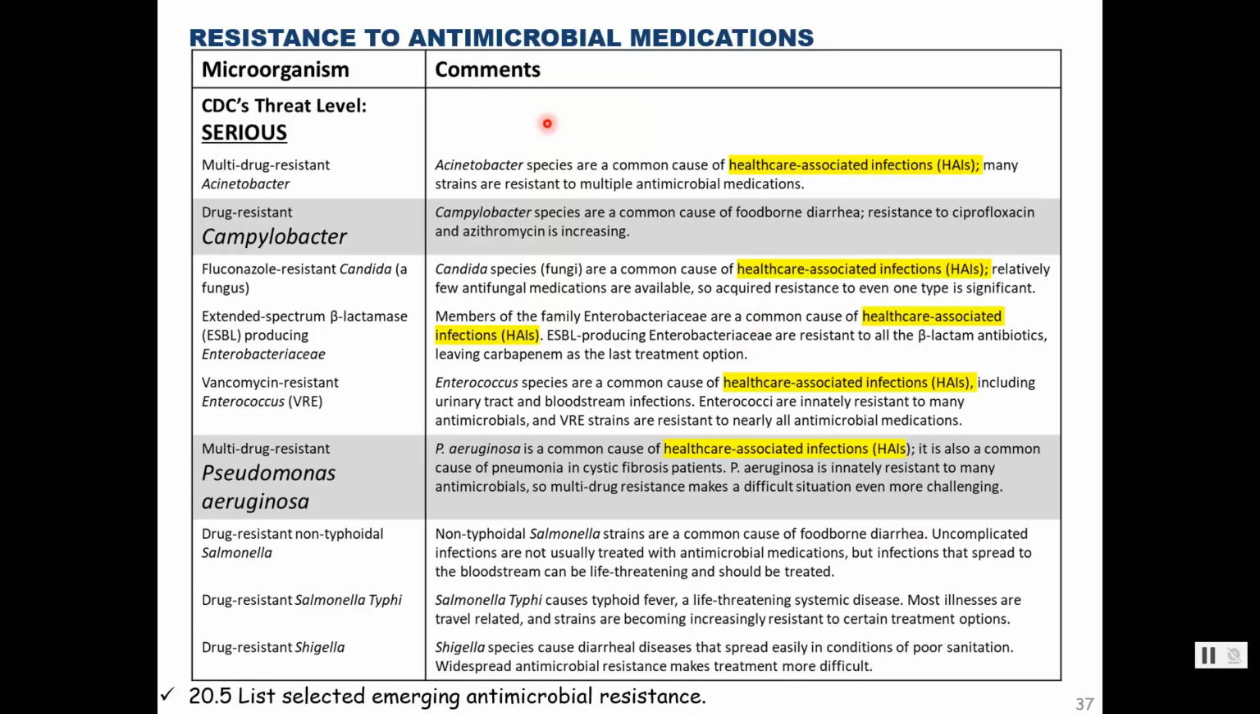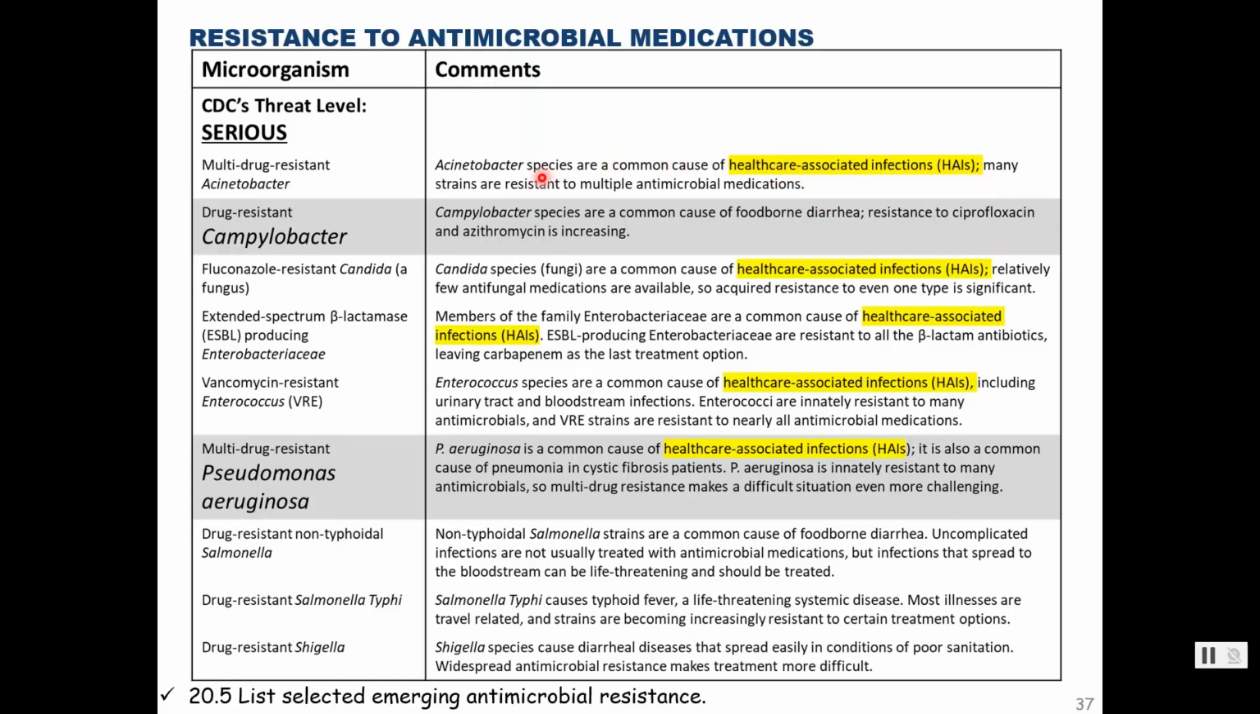All right, so the next threat level is serious. Those were urgent. So drug-resistant Campylobacter. We talked about Campylobacter. That is the number one cause of acute diarrhea in the United States. And they are now increasing azithromycin resistance and also ciprofloxacin resistance. And so that's on that serious threat level.